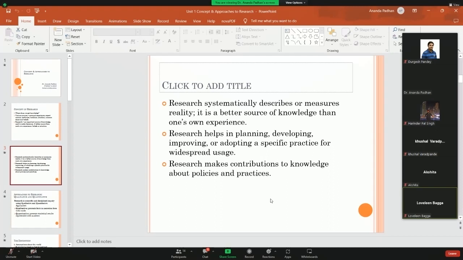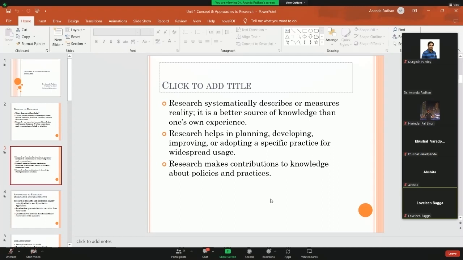So, research systematically describes and measures reality. It is a better source of knowledge than one's own experience. Experience does count in the process of research, but what we report through research, that counts. It's the findings of the research, because it is the reality, because it comes across various scrutiny and defense, and that's the reason the Viva exists, where you need to defend yourself, an open defense, which has been established as per UGC guidelines.